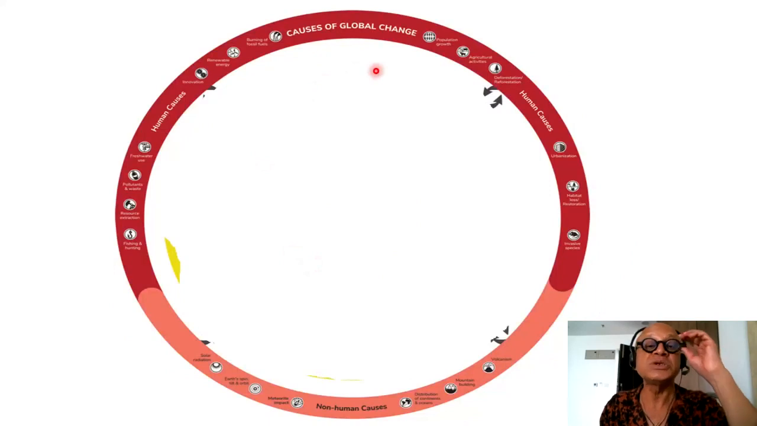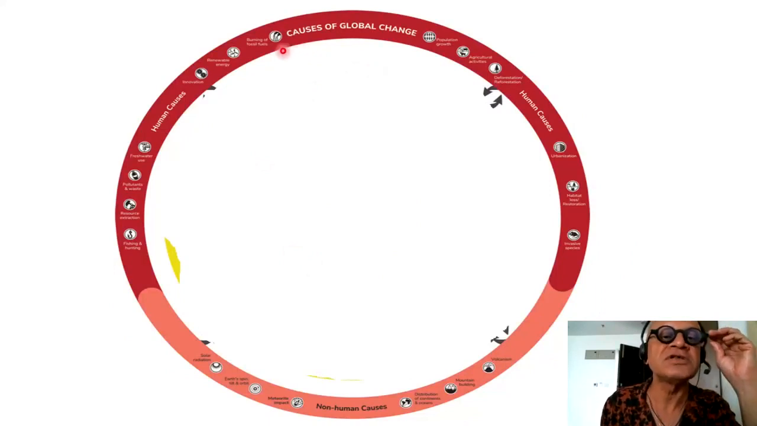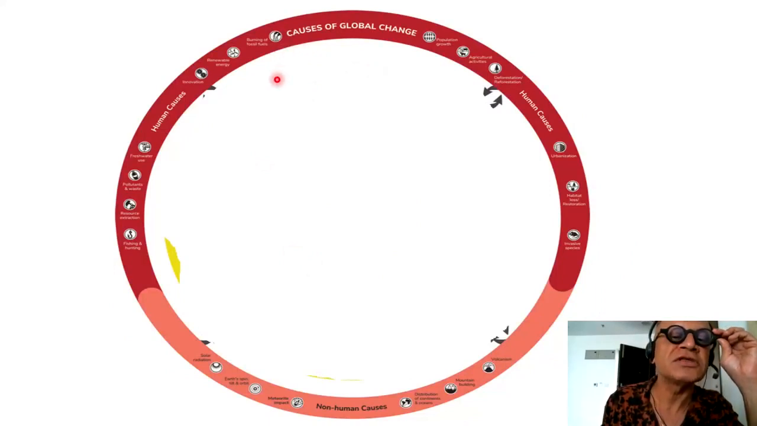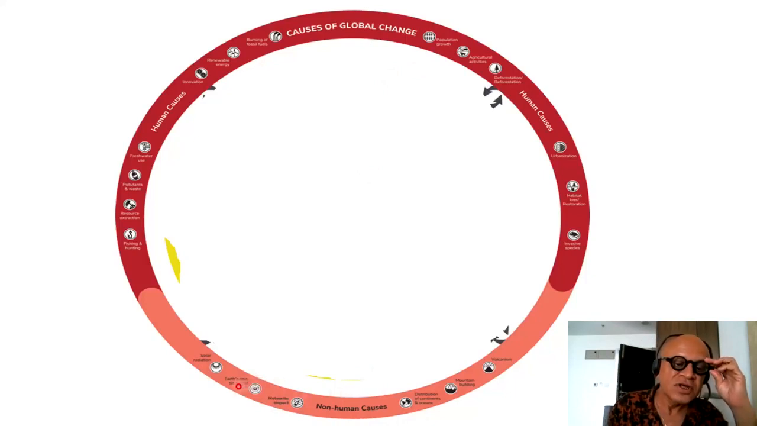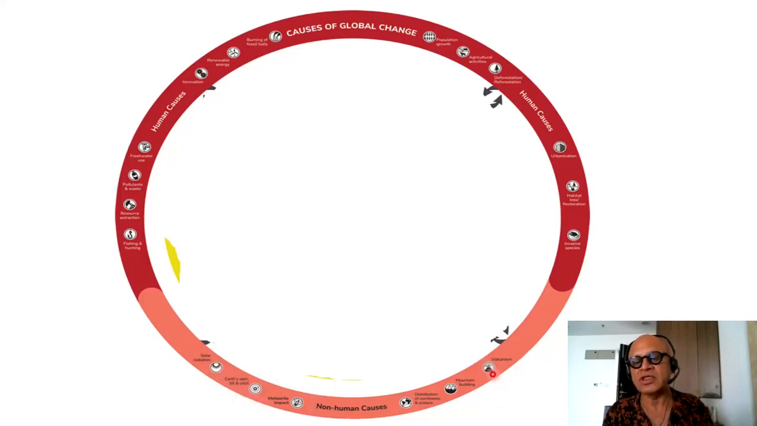Causes of global change, of course, fossil fuel burning is one of the main things. Renewable energies, trying to mitigate our impact, innovations, so technology, freshwater pollution, and so on. And we have already talked about these human causes and non-human causes. In the non-human causes, you have solar radiation changes, Earth's orbital parameter changes, and so on that we have talked about.